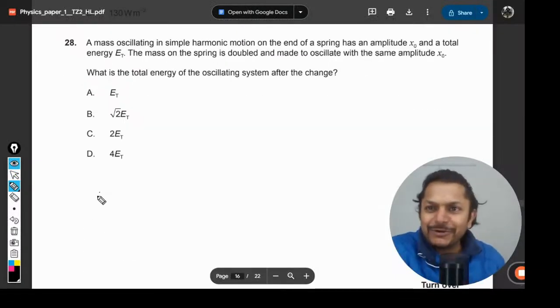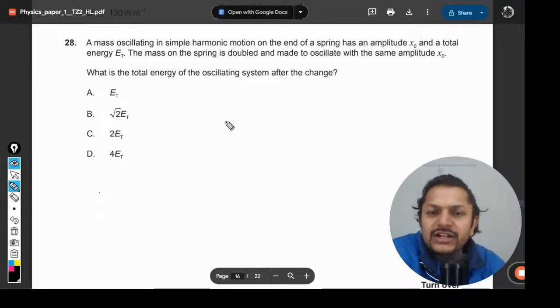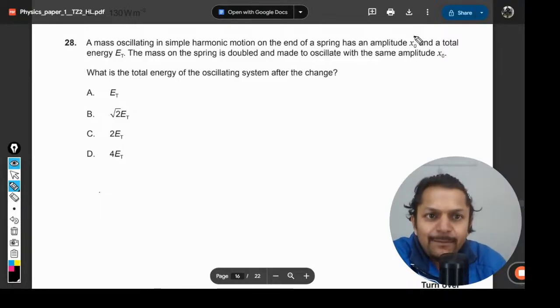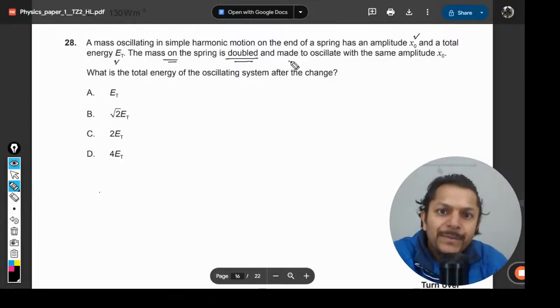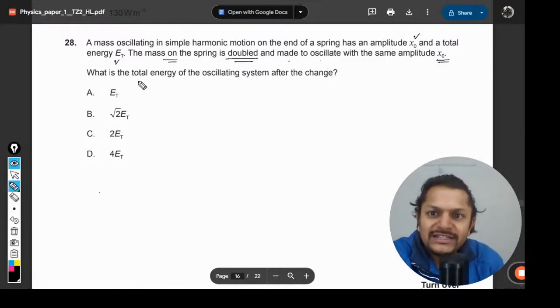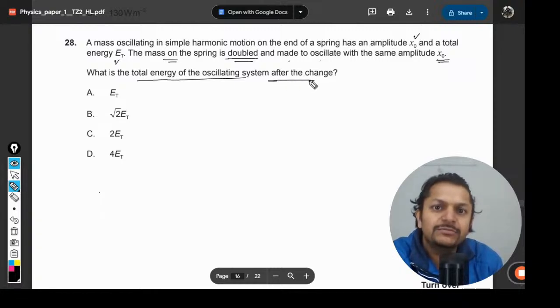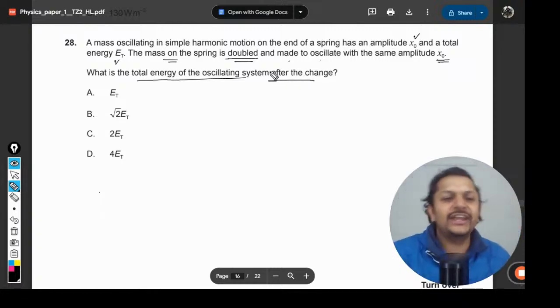Okay, dear student, let us see what is there in this question. A mass oscillating in simple harmonic motion on the end of a spring has an amplitude of x naught and a total energy of E. The mass on the spring, not of the spring, is now doubled and made to oscillate with the same amplitude, that is x naught. What is the total energy of the oscillating system after the change?